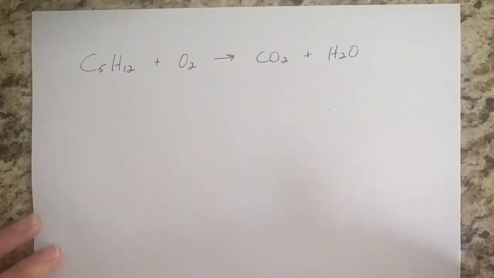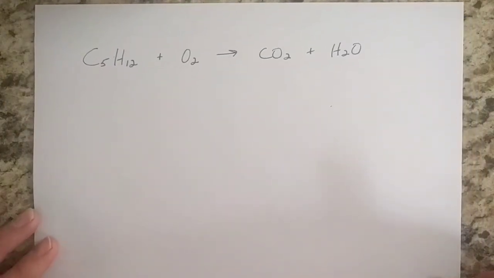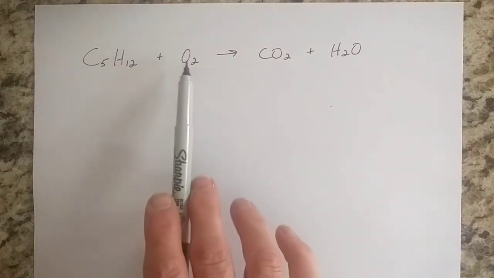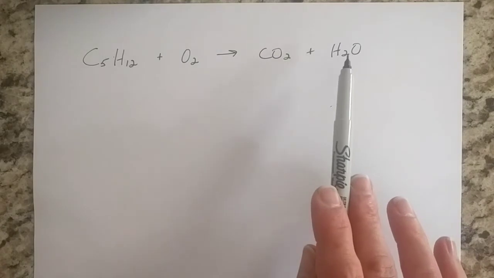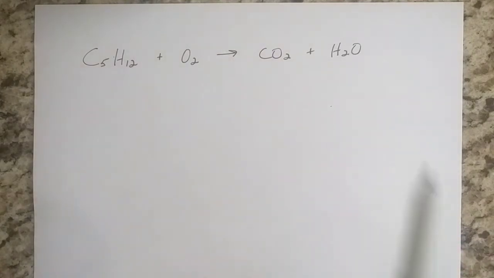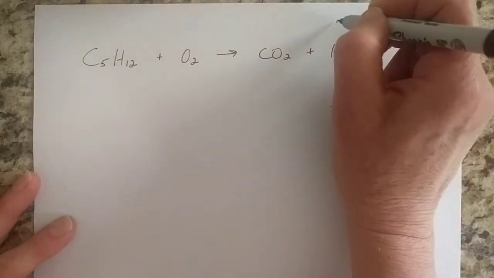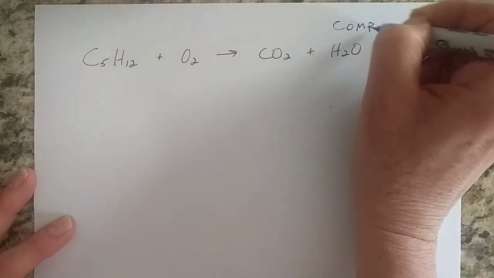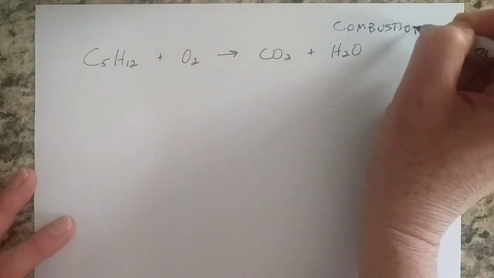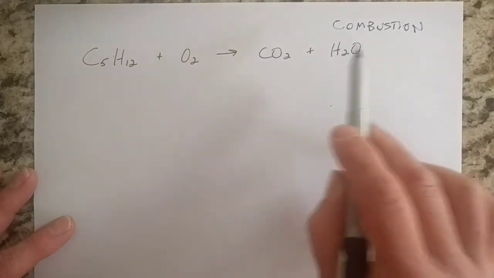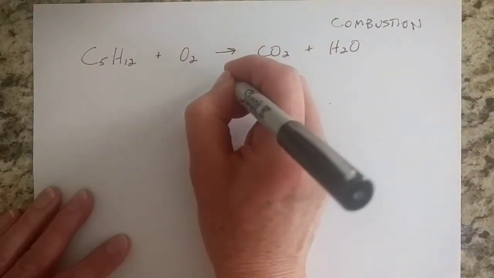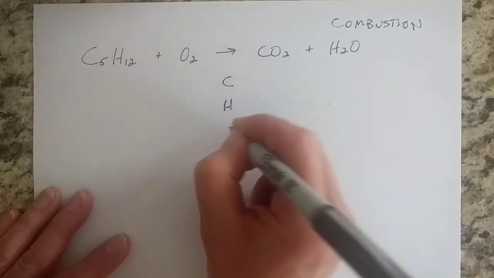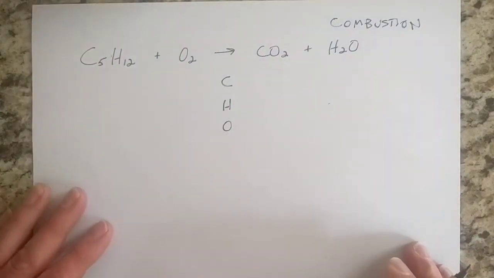All right, and for our last reaction, we're going to do another one of those CHO reactions. You'll see that we have oxygen as a reactant and carbon dioxide and water as products. This is called a combustion reaction, and our Bunsen-Burner reaction is also combustion. Anytime you have fire, it is a combustion reaction. All right, so carbon, hydrogen, oxygen, it's CHO.